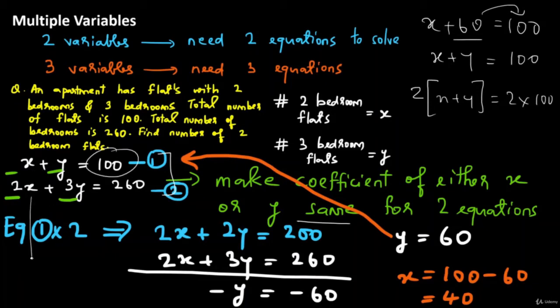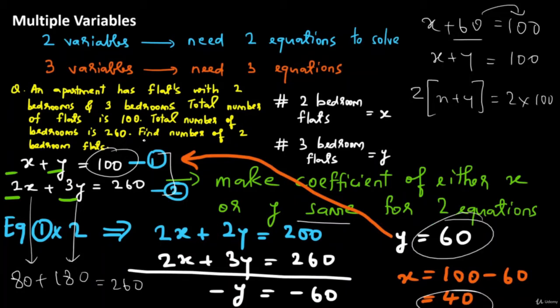The same applies over here. If you do 2x, that would be 2 into 40 which is 80, plus 3y, that's 3 into 60 which is 180. So 80 plus 180 is equal to 260. Therefore x is equal to 40 and y is equal to 60 satisfies both the equations, or x equal to 40 and y is equal to 60 is the solution of this set of equations. Now you can note that over here, because we had two variables, we needed two equations to solve.